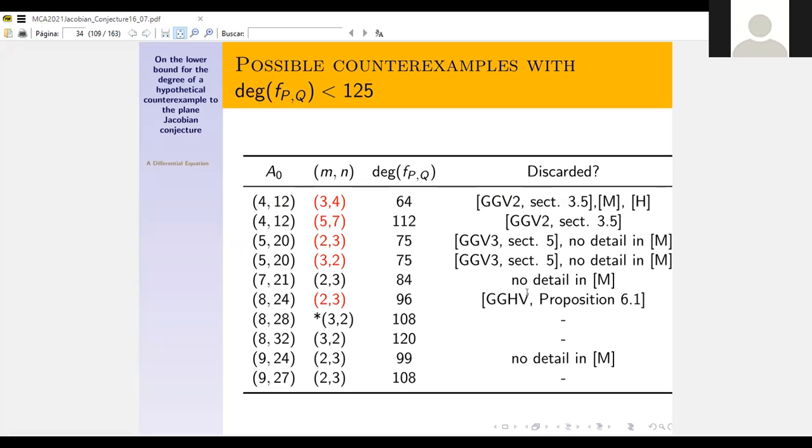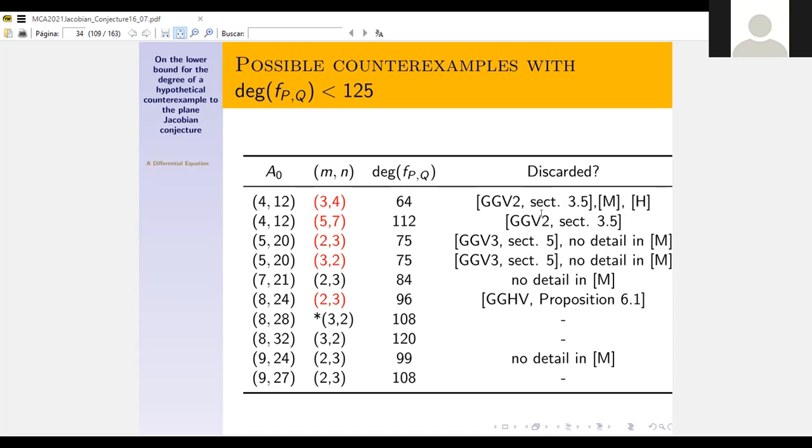Well, in fact, the work of Mo is questioned by some of his students and also by me, because he gives details of his computations only in the smallest case, where the degree of F is 64. He has this 75 case and 84 case and 99 case, and he gives no details. So his computations are very hard to follow. One of his students says that there's a gap, and I don't understand the whole work of Mo, so I cannot confirm this, but it's very hard to follow. I don't consider that I know the proof.